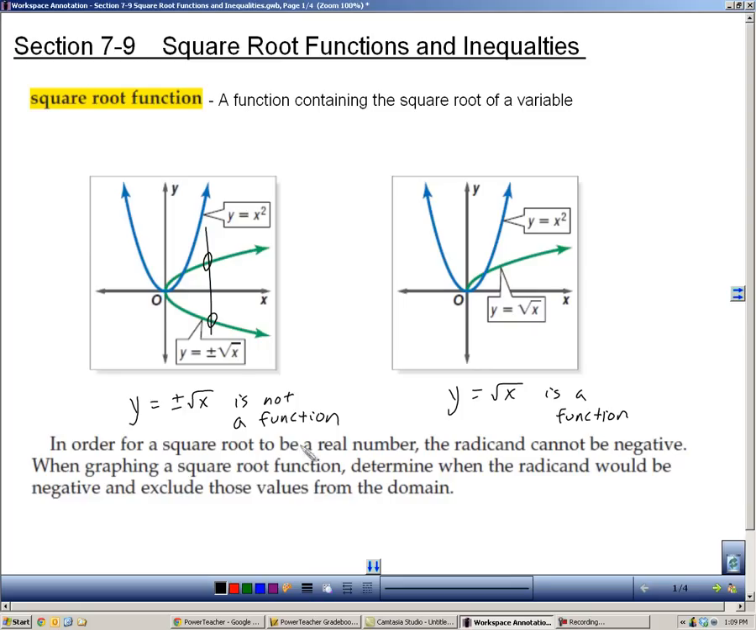Now, in order for a square root to be a real number, the radicand cannot be negative. So having numbers under the square root that are negative, that's a big no-no. So when you graph these, you want to determine when the radicand would be negative and exclude those values. So make sure when you have a square root function that you don't use any numbers underneath the square root that are negative.